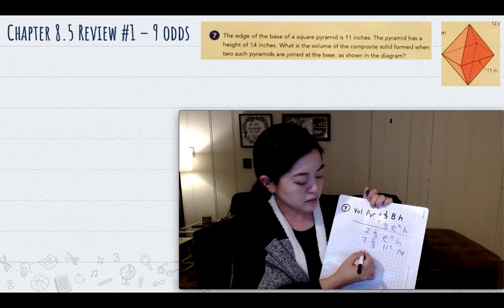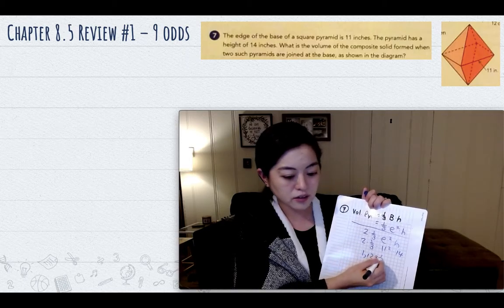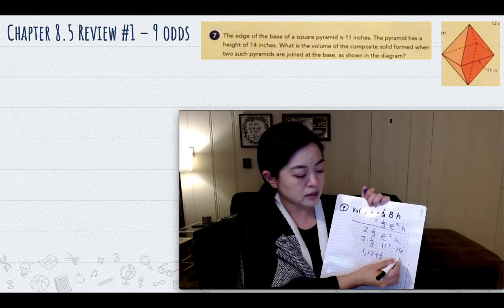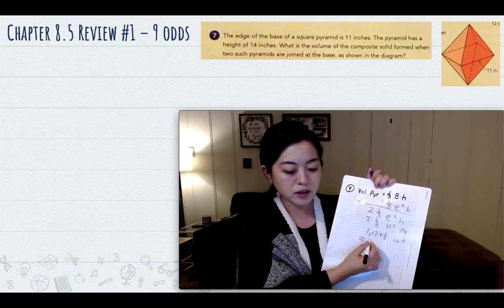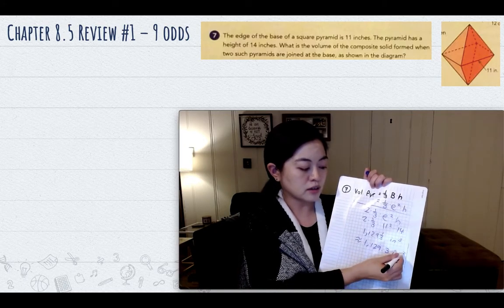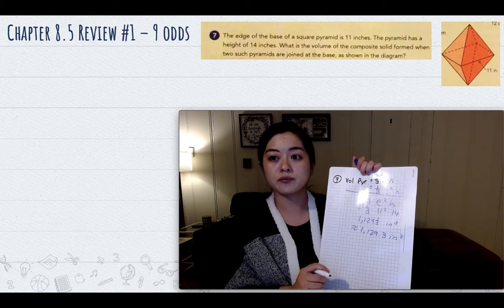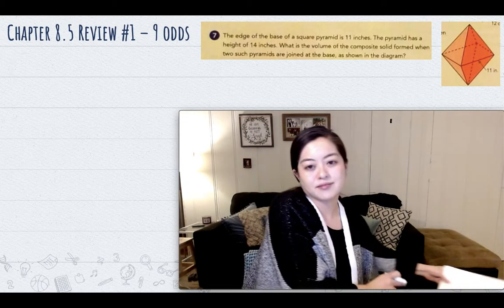this will become 1,129 1/3 cubic inches. Okay, or if you want to round this to the nearest tenth, it'll be 1,129.3 cubic inches. All right.